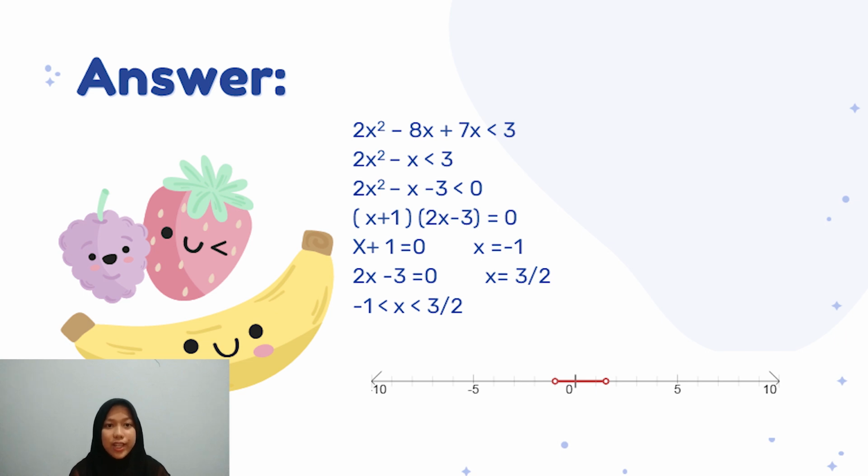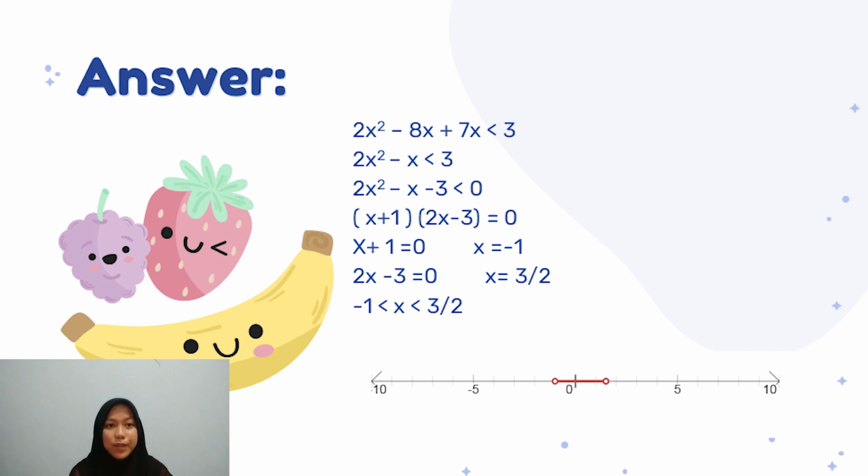Next step, convert the inequality to an equation. And then 2x squared minus x equals 3. And next step, move 3 to the left side of the equation by subtracting it from both sides. And then 2x squared minus x minus 3 equals 0. Next step, factor by grouping. And then x plus 1 times 2x minus 3 equals 0.